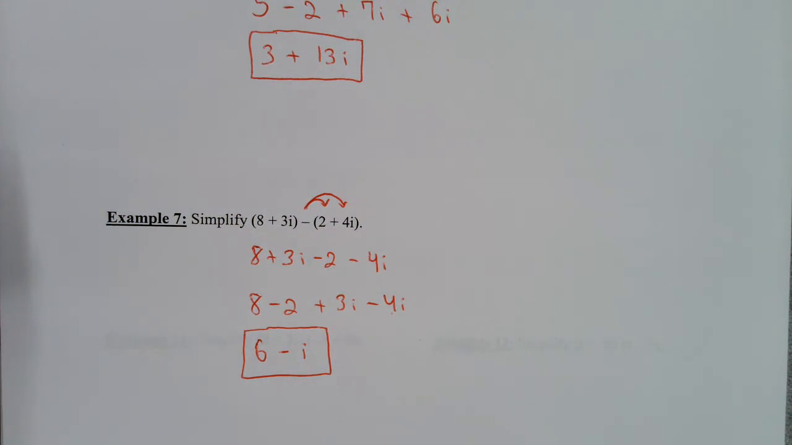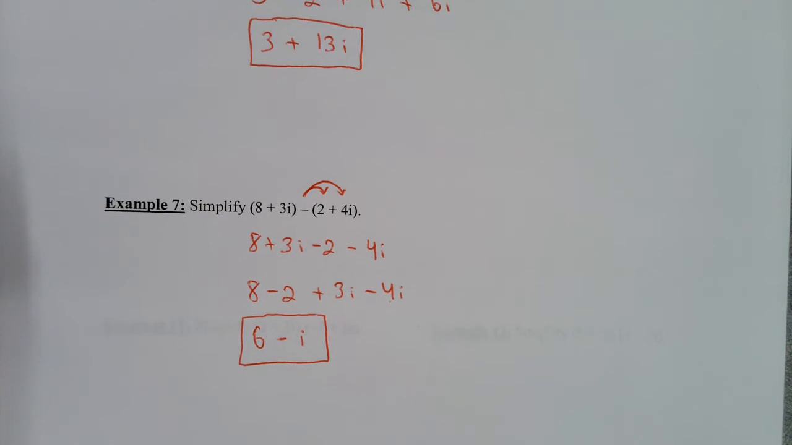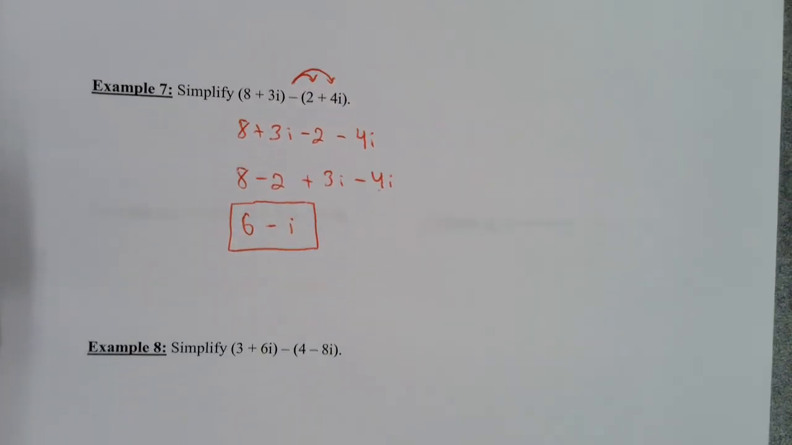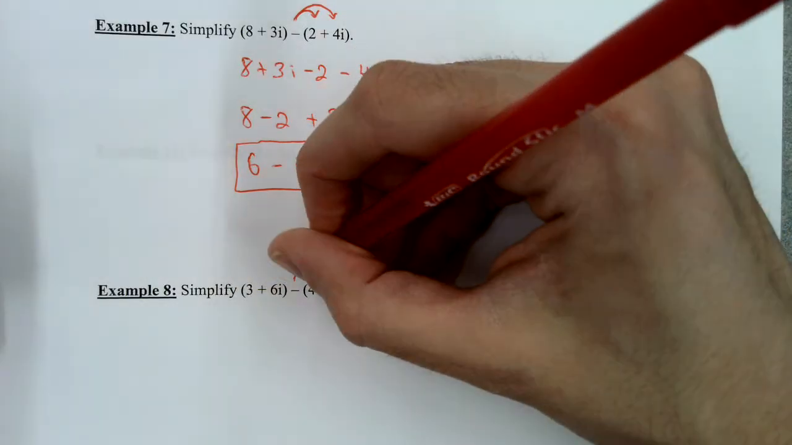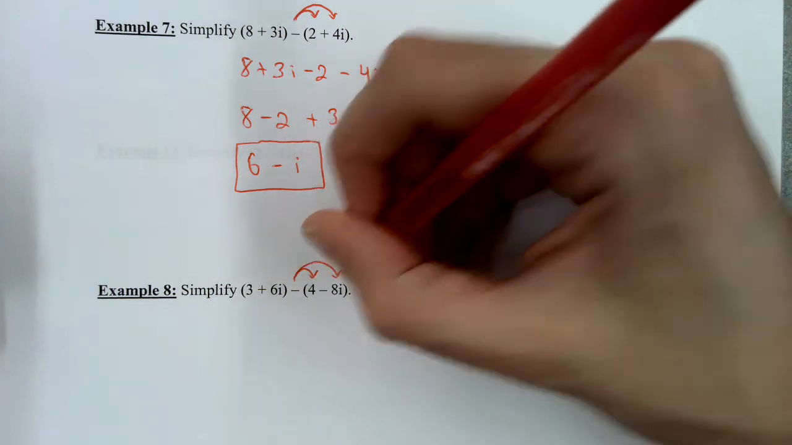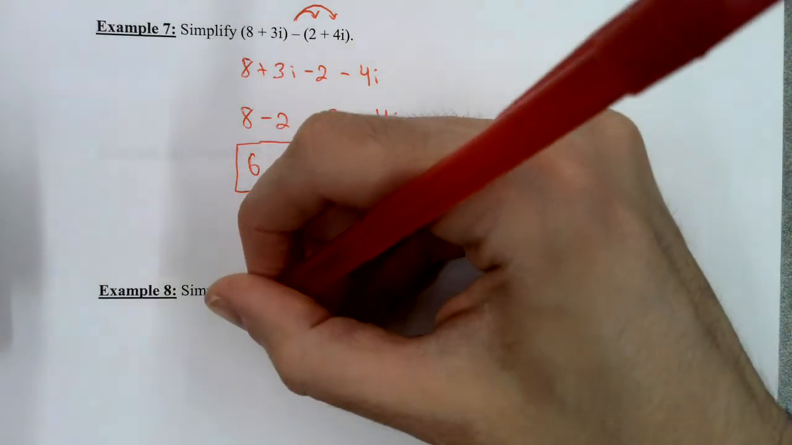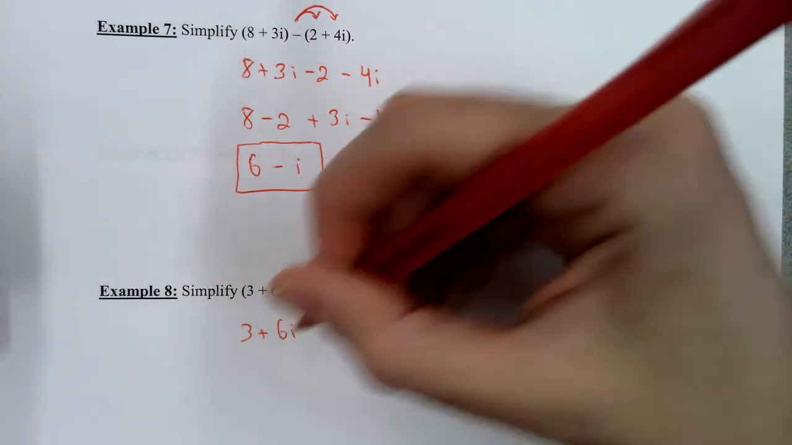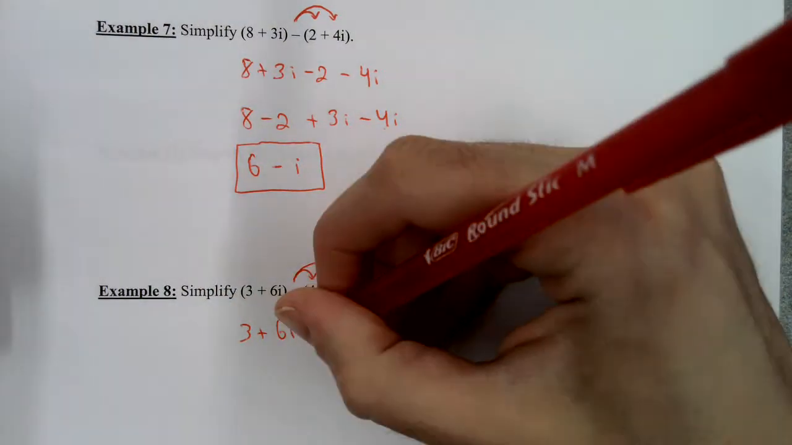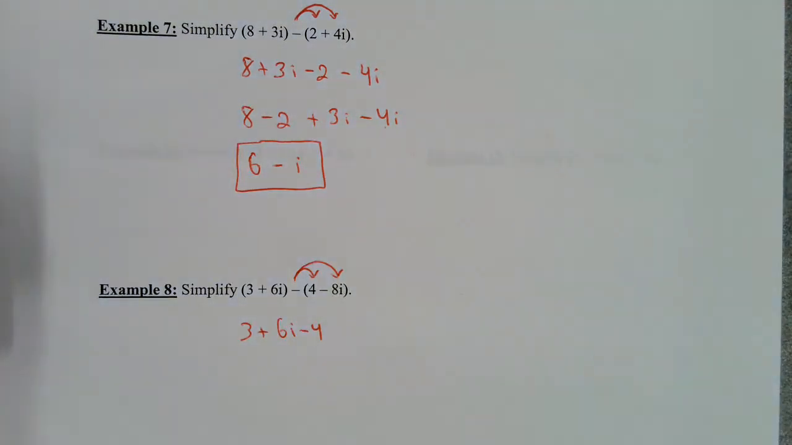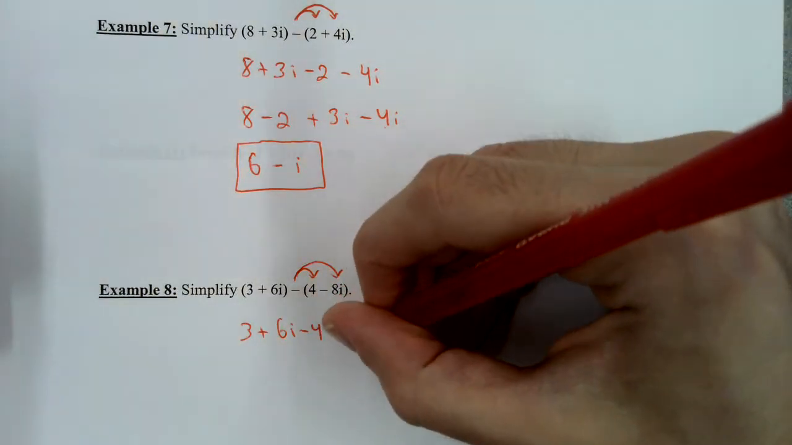Example 8 is the same thing, so if you're at home watching this, if you want to pause the video and try it on your own, you can. Distribute the negative sign there and there. Okay, distribute the negative sign. So it equals 3 plus 6i minus 4 minus negative 8i, which is plus 8i.